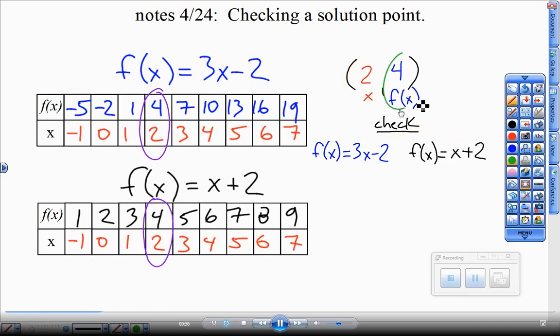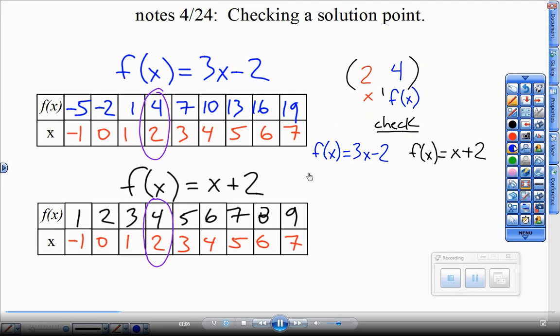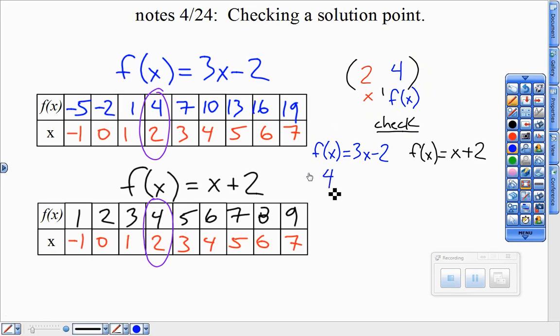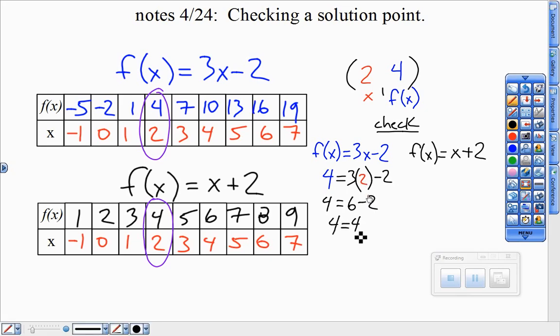My 4 is going to go right in there where that whole f of x chunk is, just written as a plain old 4. So when I do this, a 4 replaces that f of x. I still have my equal, I still have my 3, and that x right there is replaced with 2. Still have my minus 2. So this should be a true statement. 4 should equal 3 times 2, 6, minus 2. 4 equals 4. That is a true statement.